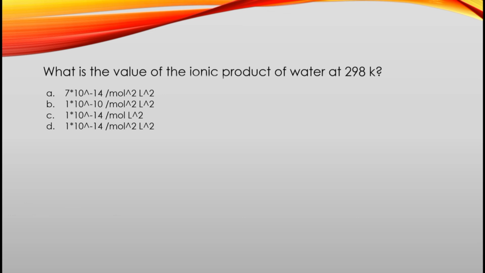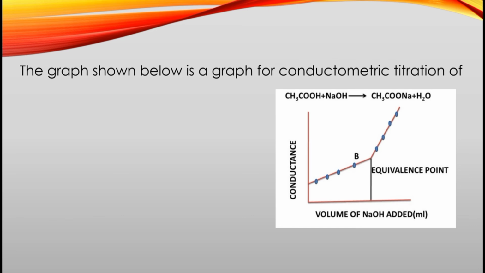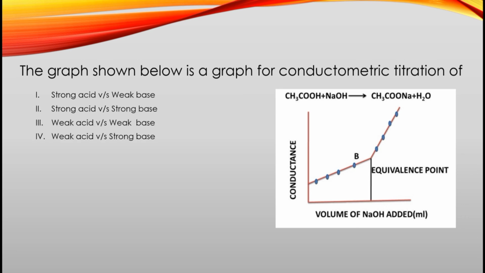What is the value of the ionic product of water at 298 K? So here are the options, and the correct answer is 1 into 10 raised to minus 14 per mole square liter square. The next one is, the graph shown below is a graph for conductometric titration of, here are the options, and the correct option is weak acid versus strong base.